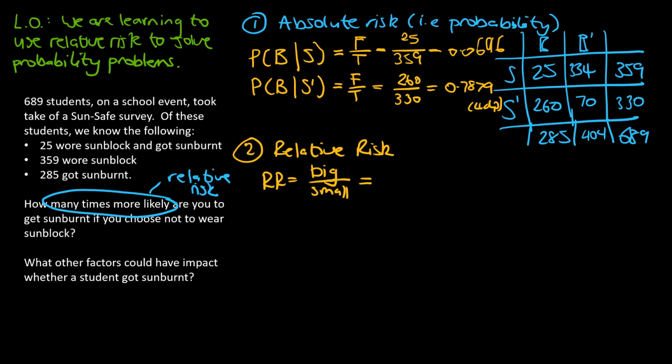So what we're going to do is go the probability of getting burnt whilst you're not wearing sunblock divided by the probability of getting burnt whilst you were wearing sunblock. And so 0.7879 divided by 0.696. That comes to 11.32. And once you've done that, let's change pen colors for the next step.